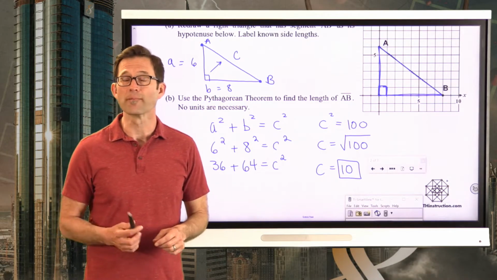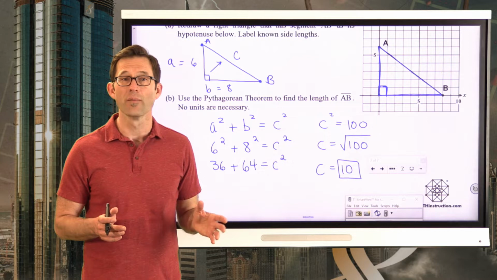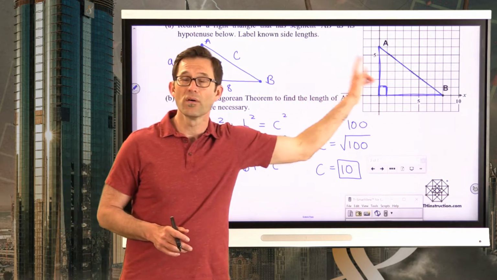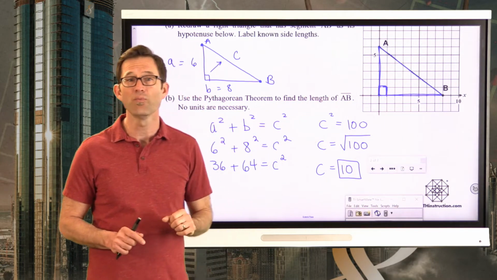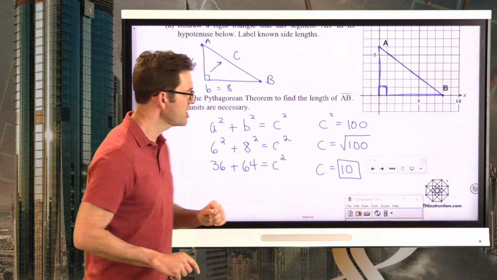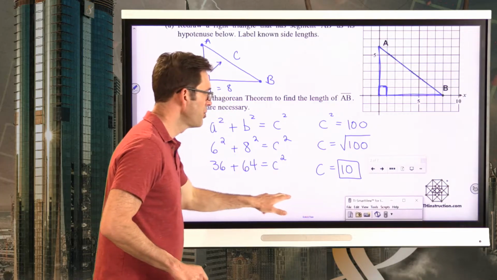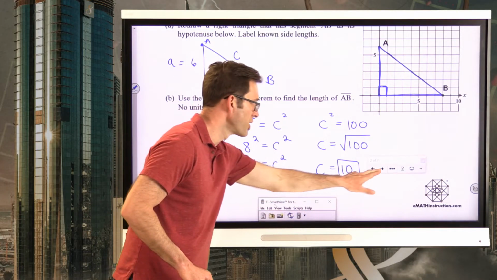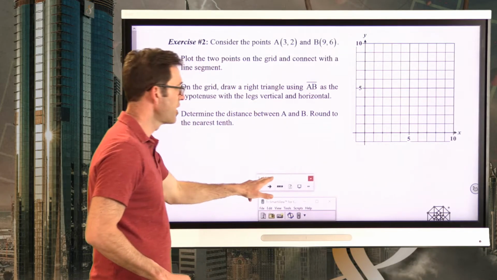And the remarkable thing is that we can use the Pythagorean Theorem to find the distance or the length of a segment between 2 points at any point in the coordinate plane. So let's see how that's done a little bit more generally. Let me bring this over here. And let's take a look at another example.